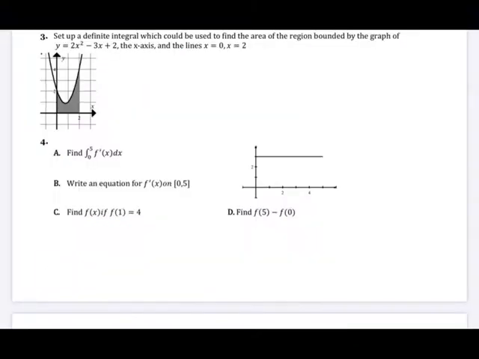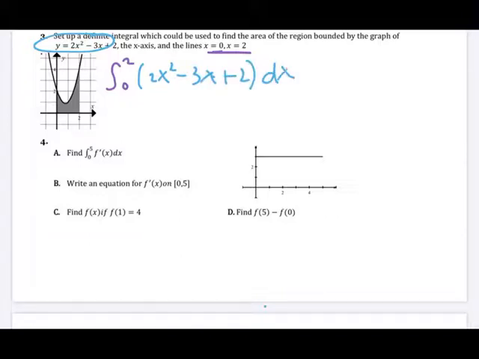Number 3 says set up a definite integral which could be used to find the area of the region bounded by the graph that's given, and the equation is given. The x-axis and the lines, x equals 0 and x equals 2. Well, these right here are telling me the bounds of my integral. So I'm going to integrate from 0 to 2. I'm integrating this function, so 2x squared minus 3x plus 2 with respect to x. There's the setup. And just for practice, let's go ahead and actually evaluate this integral by hand. And then if you would like, you could check this integral to practice your calculator skills using your graphing calculator.